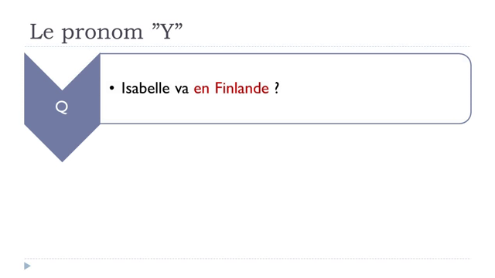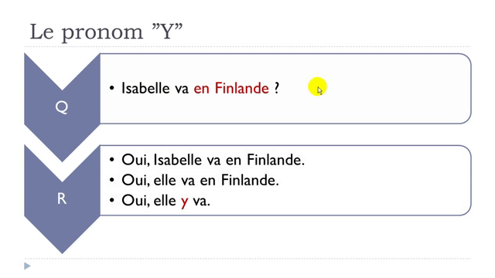So let's see a question. Isabelle va en Finlande. So va, remember, it's aller, okay? And then en Finlande, in Finland. Isabelle va en Finlande. So of course, you will have many options to answer this question. The first one would be maybe the more logical. Oui, Isabelle va en Finlande. So you just take all the elements that you had in the question and then you answer with that.